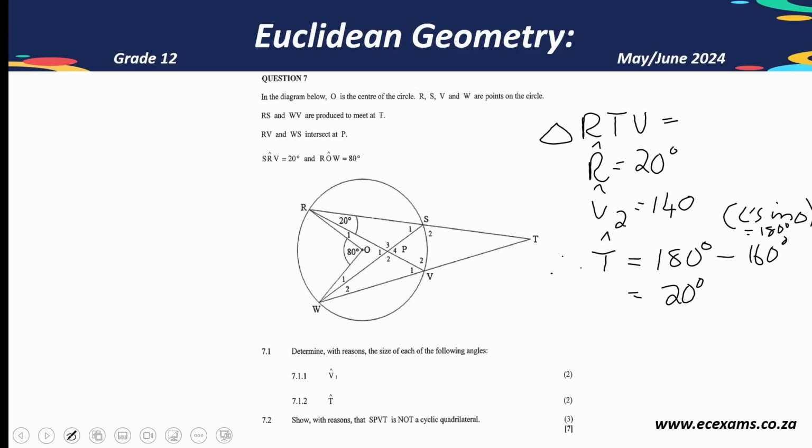Or as I like to say, let's pull the handbrake up so that we can move on to the next question. The question states, show with reasons that SPVT is not a cyclic quadrilateral. Very important. They are telling you, matriculants, SPVT is not a cyclic quadrilateral.